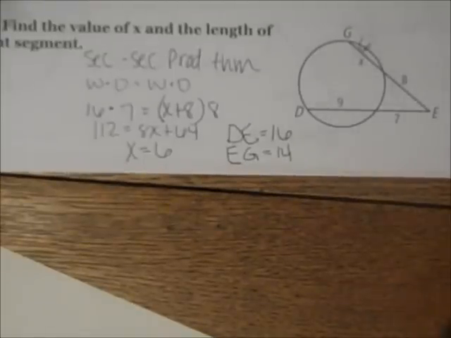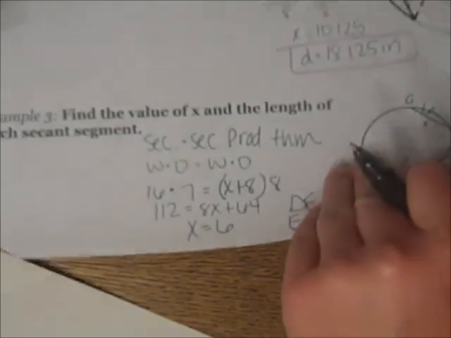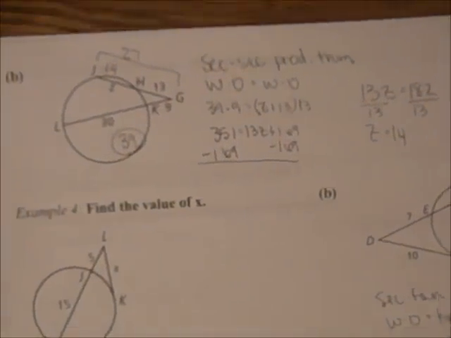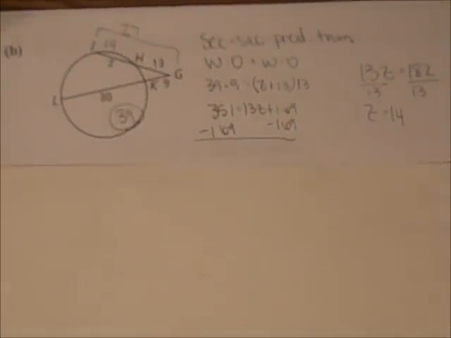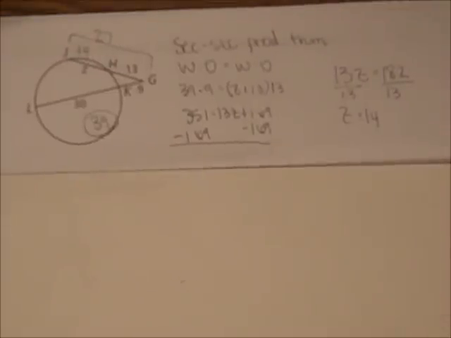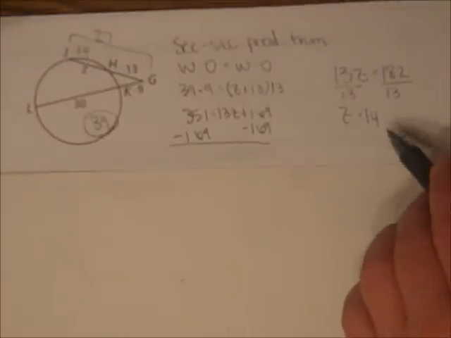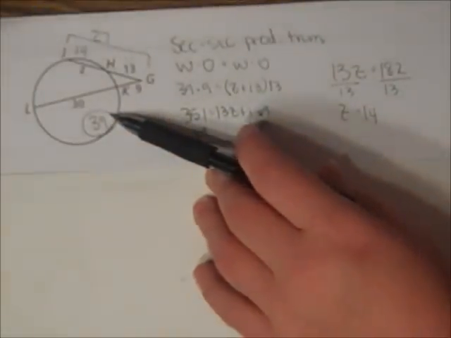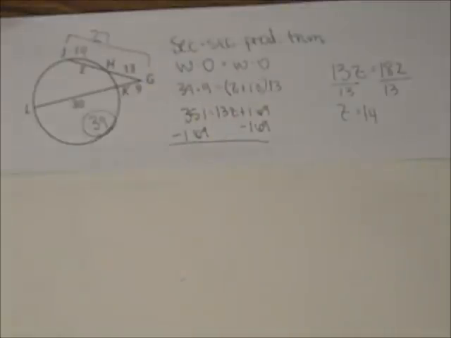Okay, so the secant theorem. Pause here and try to do B by yourself. Alright, so here's B, still secant, whole times outside equals whole times outside. So you end up with Z is equal to 14. So when I go and plug that back in, LG was always 39. And now JG is going to be 27.